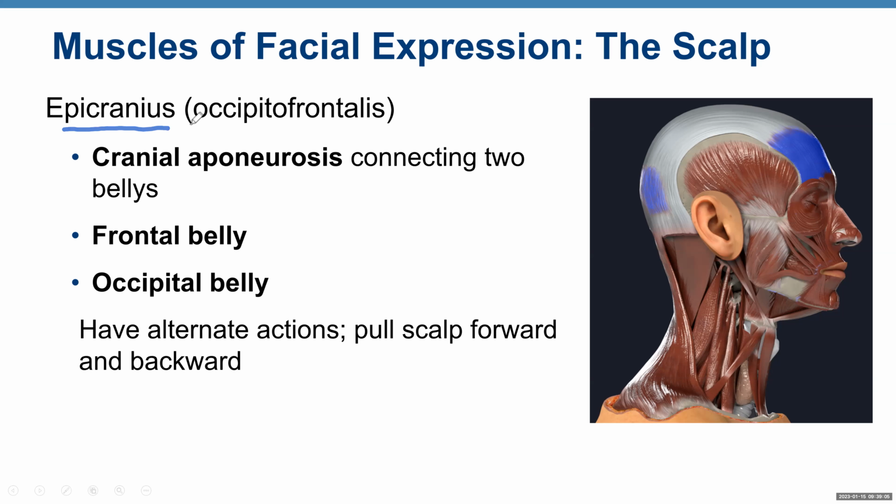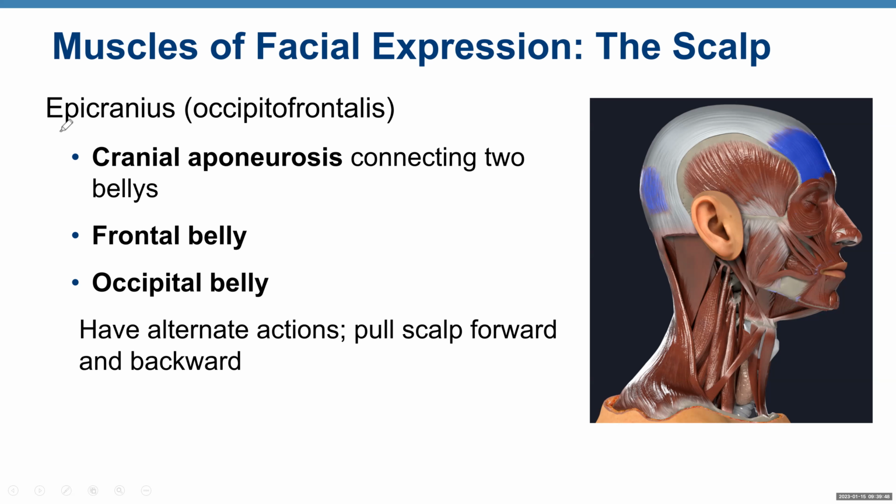epicranius, or occipitofrontalis. Here's the muscle covering the superior part of your skull, and it has a frontal belly, shown here in blue, and an occipital belly. Connecting these bellies is the cranial aponeurosis, which is connective tissue. You can call them frontalis muscle and occipitalis muscle, or you can call it epicranius, but you cannot really call it frontal belly and occipital belly, because if you're talking about bellies, you're talking about this muscle, epicranius.